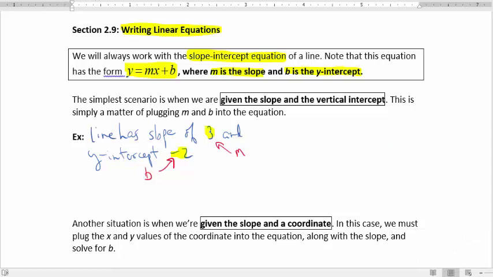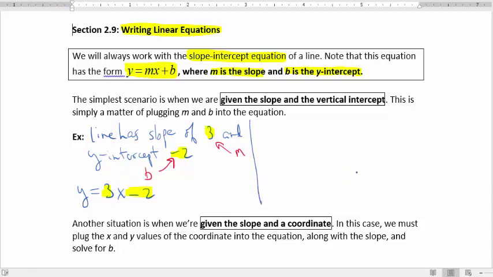So m is 3 and b is -2. So my slope-intercept equation is going to be y equals, now I know that m is 3 and b is -2. So all I'm doing is I'm just replacing m with 3 and b with -2. So y equals 3x minus 2.